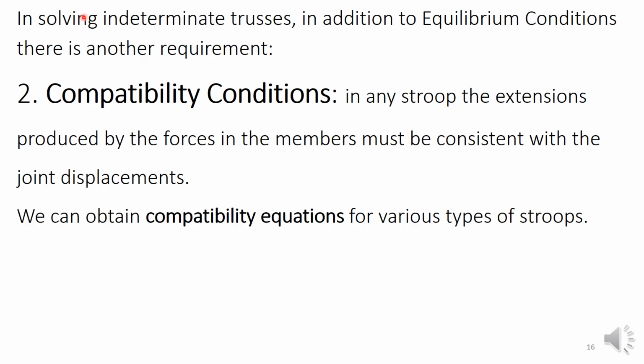In solving indeterminate trusses, in addition to equilibrium conditions, there is another requirement. This is condition 2, compatibility conditions. In any Stroop, the extensions produced by the forces in the members must be consistent with the joint displacements. We can obtain compatibility equations for various types of Stroops.